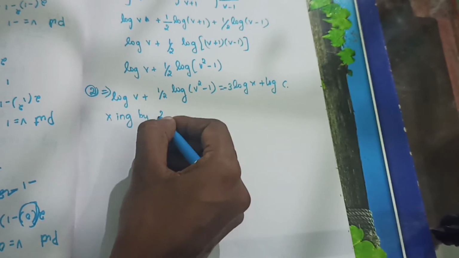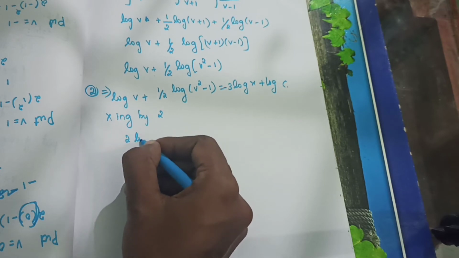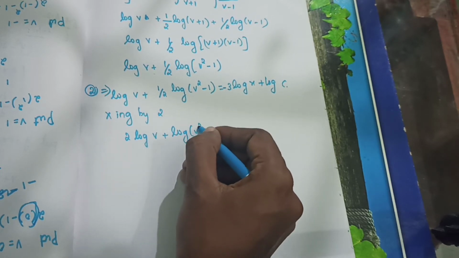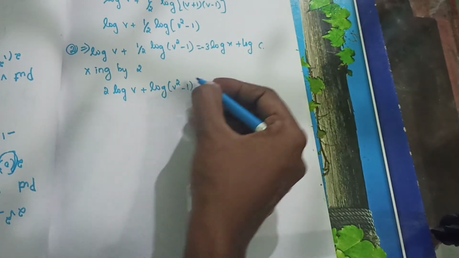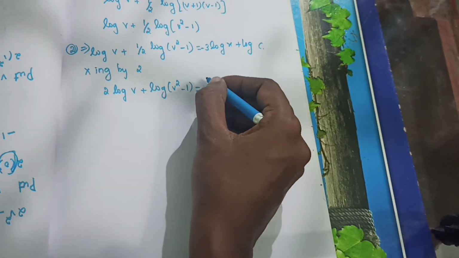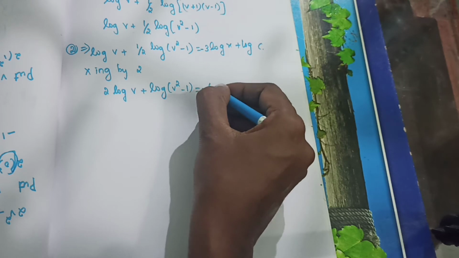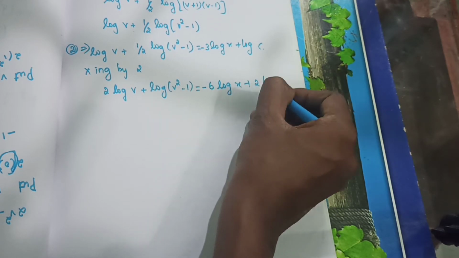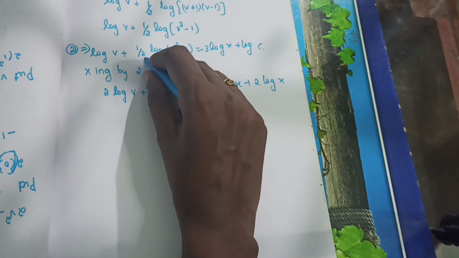Then only this 1 by 2 will go. So 2 log v plus log (v square minus 1) is equal to, when you multiply with the 2, this will change as 6 minus 6 log x plus 2 log c. Why are we multiplying with the 2? Then only this 2 will go.